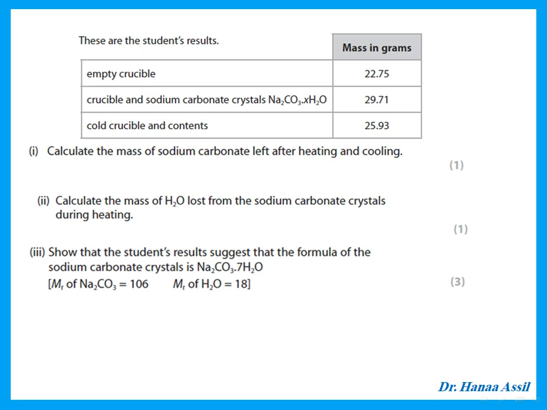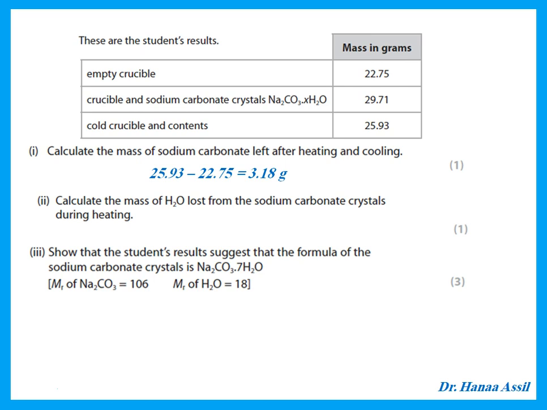Okay, then he says calculate the mass of sodium carbonate left after heating and cooling. So the mass of sodium carbonate without the water. That would be which one? That would be the crucible and contents after heating. So that's the 25.93 minus the empty crucible alone. So that will give me the sodium carbonate without the water.